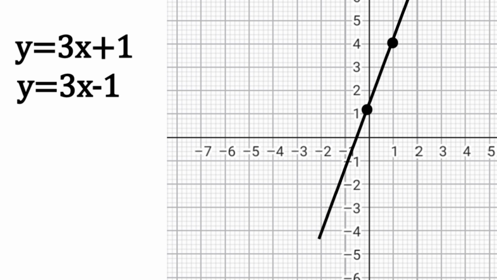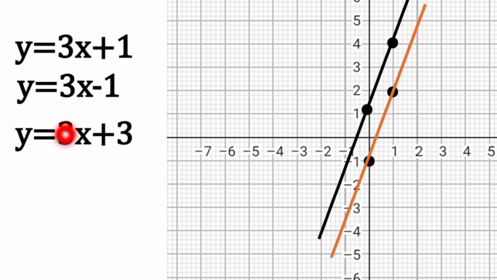If we have y equals 3x minus 1, our y-intercept is negative 1 here, (0, negative 1). And if we go to the right 1 unit, we must go up 3 units: 1, 2, 3. So we have this point (1, 2). Connecting these 2 points, we have this line, and this is y equals 3x minus 1.